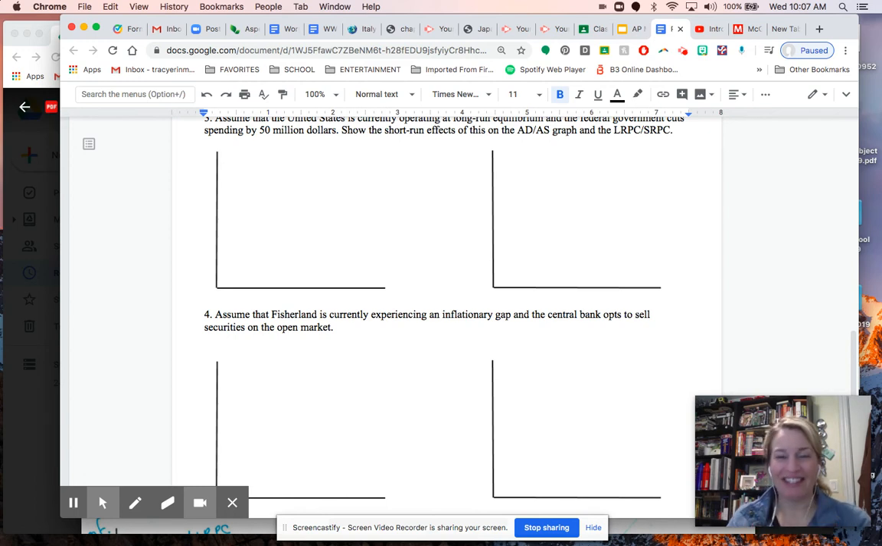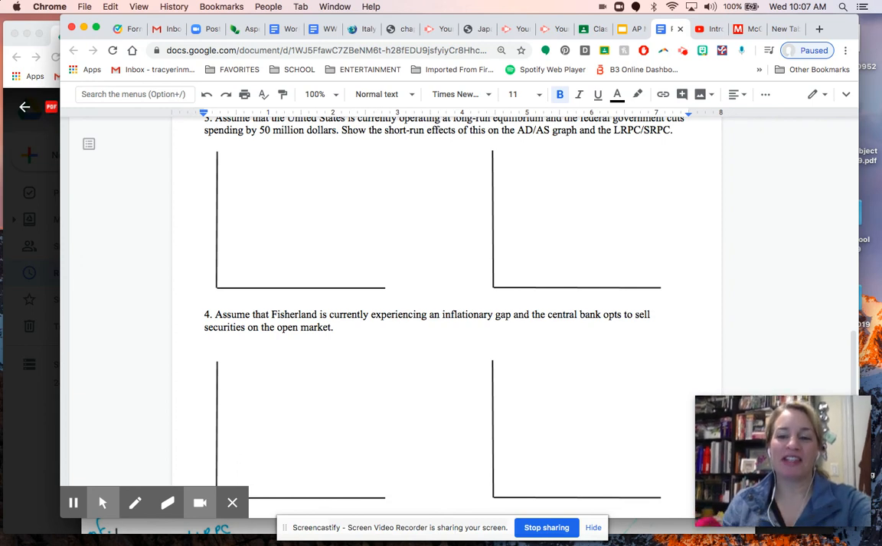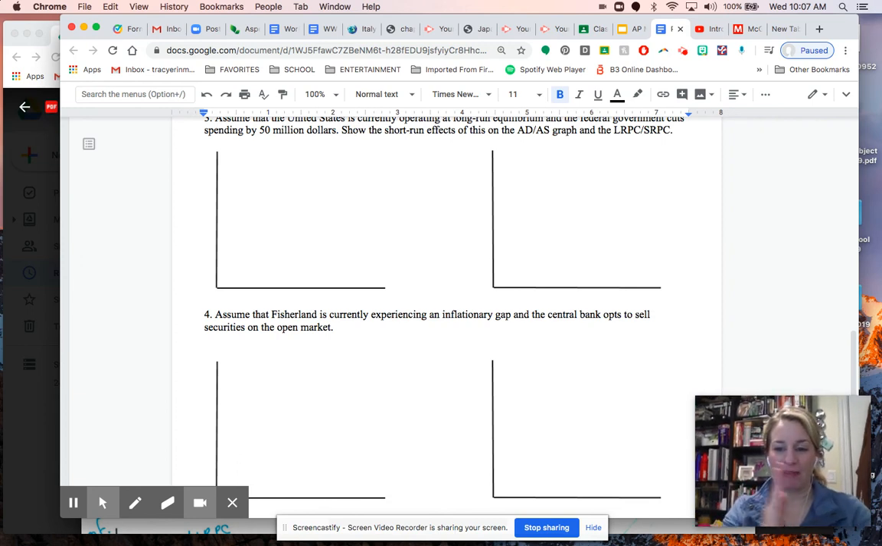Putting everything together. So, if you sell securities, that means the money supply is going to be smaller, right? And that's going to raise interest rates. That then is going to discourage household borrowing and business borrowing. So, this is going to shift aggregate demand to the left, meaning that your point on the Phillips curve is going to shift to the right.